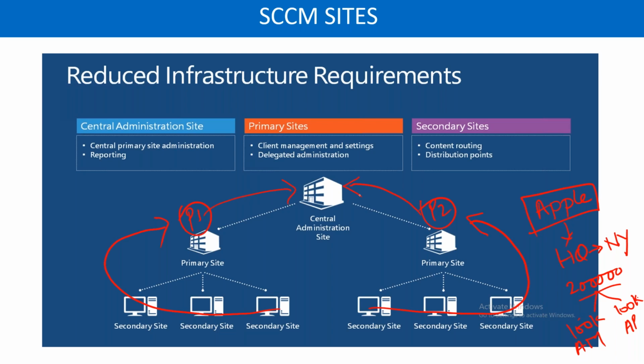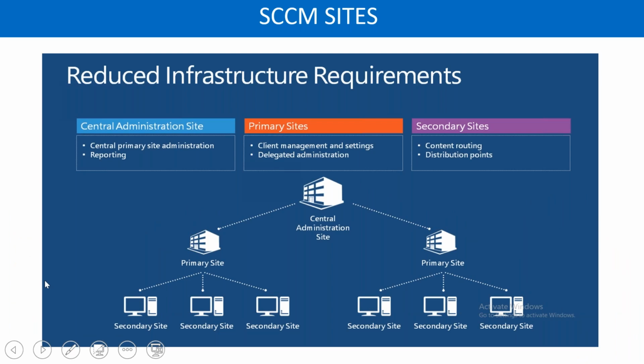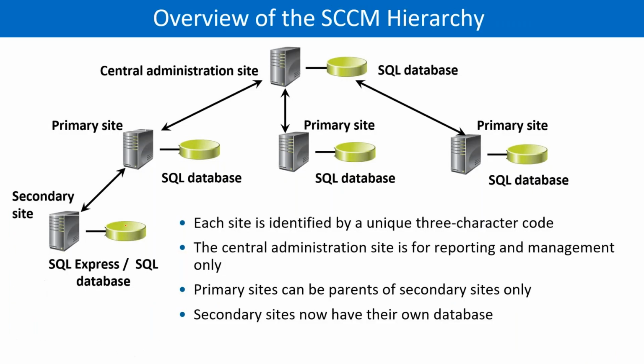So this is another example for big companies like Apple, Deloitte, Google or Accenture, where you have more than 100,000 devices all over the globe. Now, database replication happens from the secondary to the primary database, and from the primary to the central administration database. So the primary will replicate its database with the central administration database. Clear? Yeah.